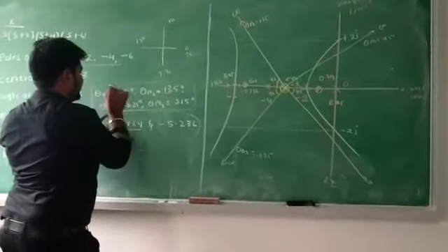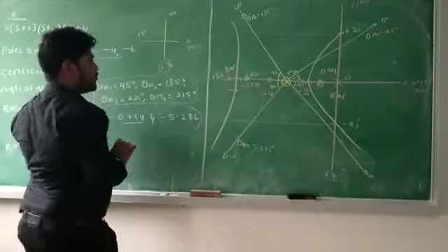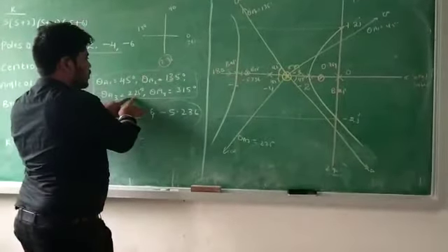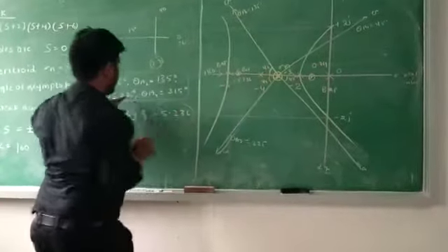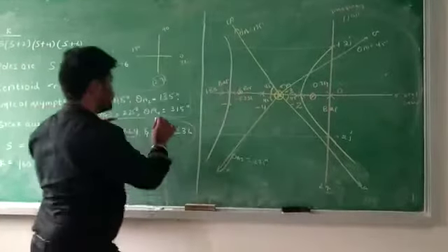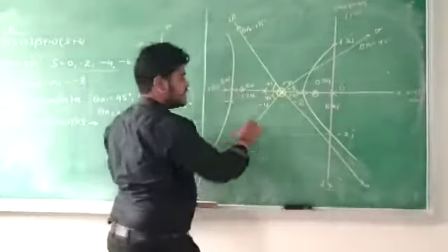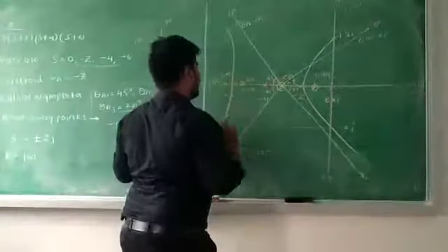Again theta A3 is 225 degree, which comes in the third quadrant. So in the third quadrant we have 270. 270 minus 225, you will get 45 degree. Again draw a 45 degree line from here. Next is 315 degree, which comes in the fourth quadrant. So 360 minus 315 is 45 degree. Again you draw the line, and you will get the angle of asymptotes.